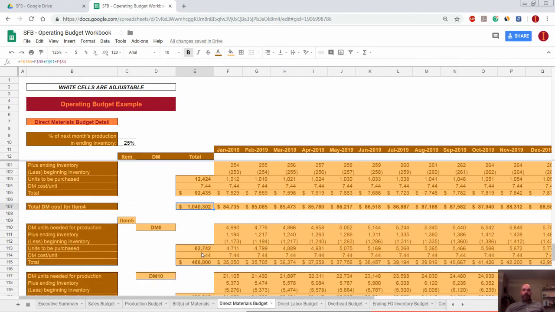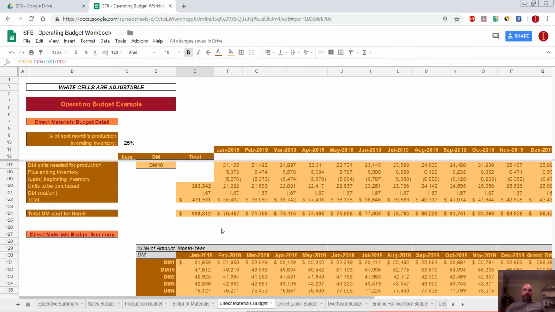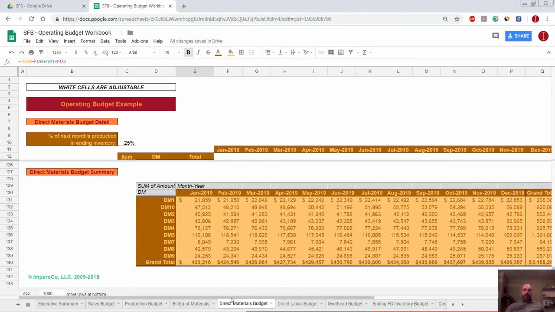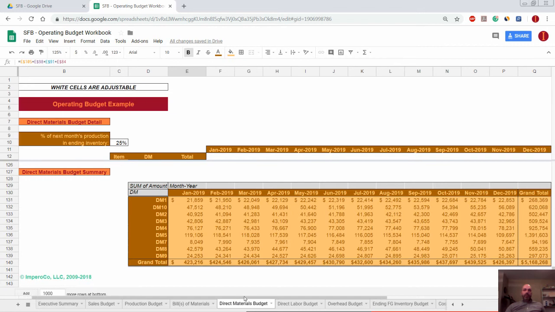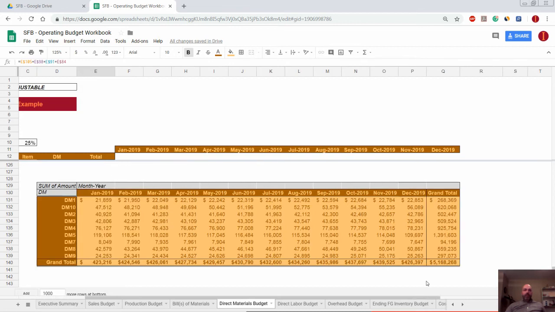And down here we've got a handy dandy pivot table, and if you're not familiar with what a pivot table does, that's fine. But essentially what it's doing, it's going up and looking for every instance of direct material 1 in January and giving us a grand total of what we're going to spend. Okay, so it's consolidating all the direct material 1s, all the direct material 10s. The downside of a pivot table, it's not very good at sorting, in that it thinks direct material 10 goes after direct material 1.